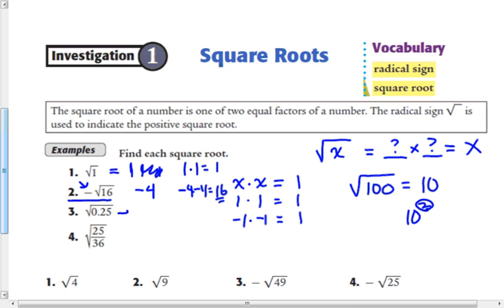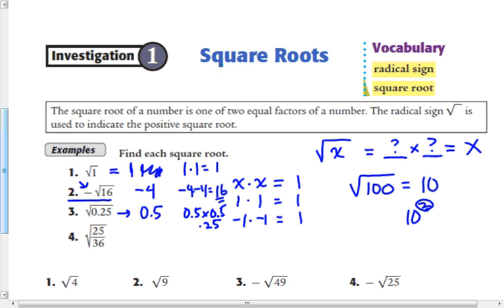For this one, 0.25, what you want to think about is you might not be able to find the decimal, but you can find the square root of 25. The square root of 25 is 5. So the square root of 0.25 is 0.5 because 0.5 times 0.5 equals 0.25.